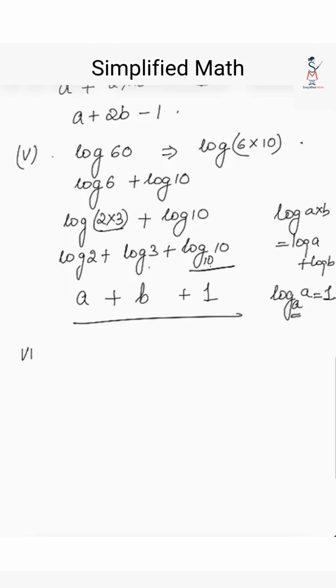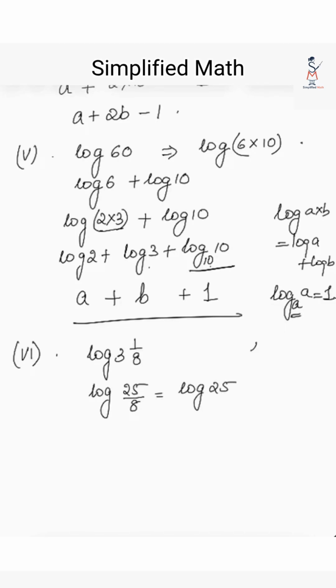Now we will see the sixth one. Sixth one is log 3 1 by 8. Now we will change this mixed fraction into normal fraction. It will become 25 by 8. Fine. So now 25 by 8. This will become, log a by b is log a minus log b. So it will become log 25 minus log 8.